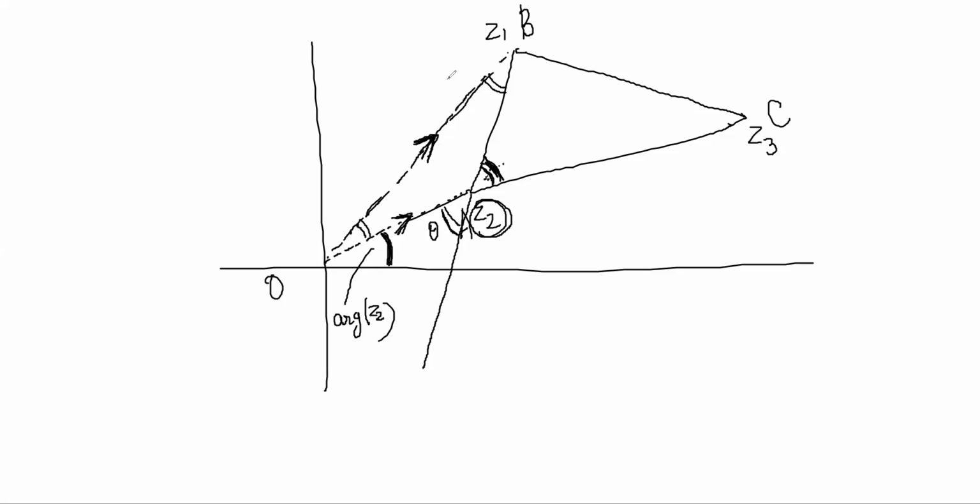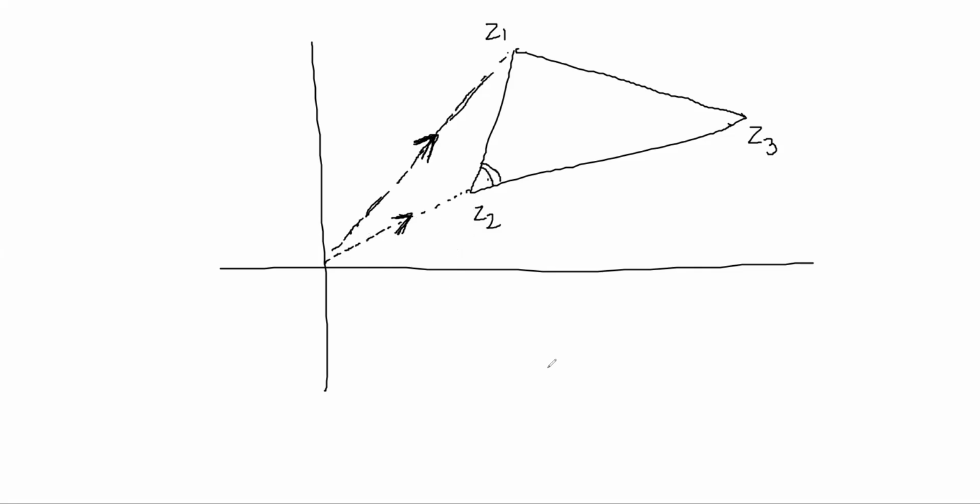And what was this big angle? This big angle was what? This was arg Z1, no? Right? So, one second, I made a mistake. But like, are OA and AC the same line? One second.